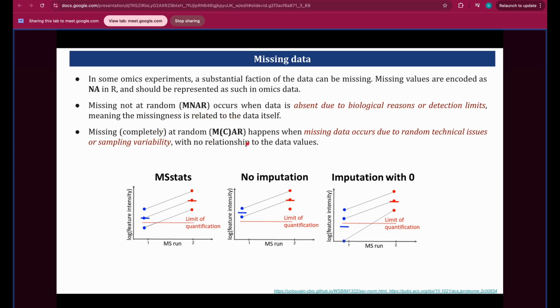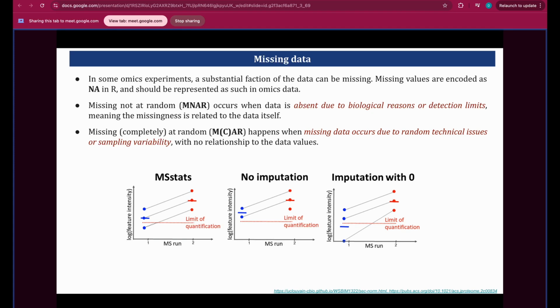Whereas missing completely at random refers to values in which the data is missing due to random technical errors or sampling variability. When we talk about batch effects, those batch effects can be responsible for the missing values, because there might be some variations in the sampling due to which the feature intensity was not that strong, so that you were not able to capture it. But this does not have to do anything with the data values; it is just a technical issue or some sampling problem, issues that arise due to mistakes.